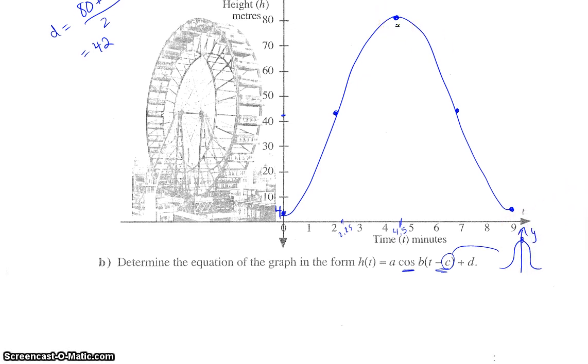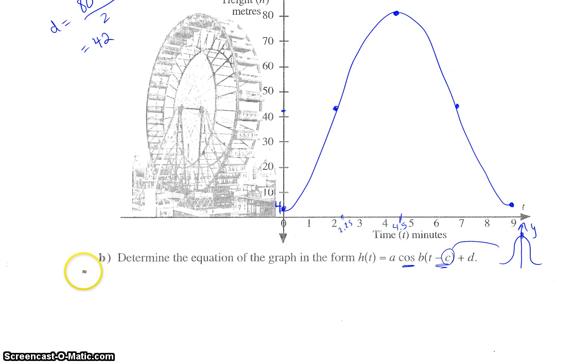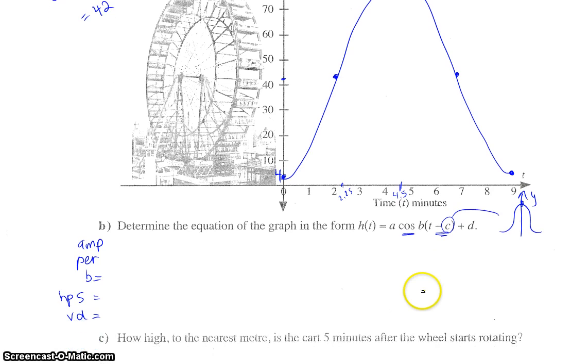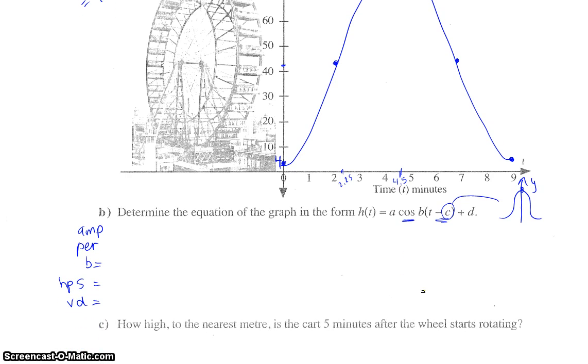All right, so why don't you guys get the equation for this? Go about getting our amplitude, our period, our b value, the phase shift, horizontal phase shift, and our vertical displacement, and then come up with the equation. Okay, so you guys work on that. I will as well. Pause your video.